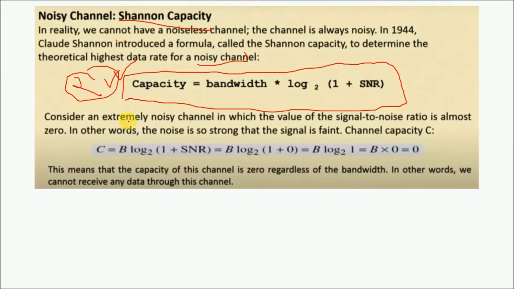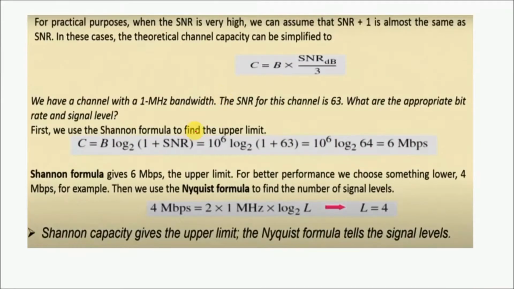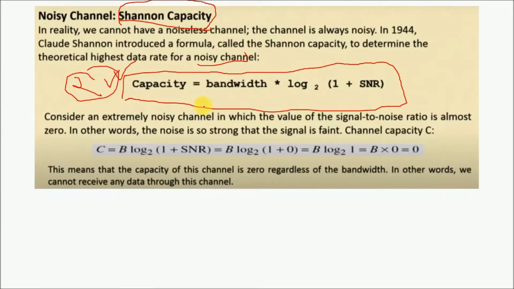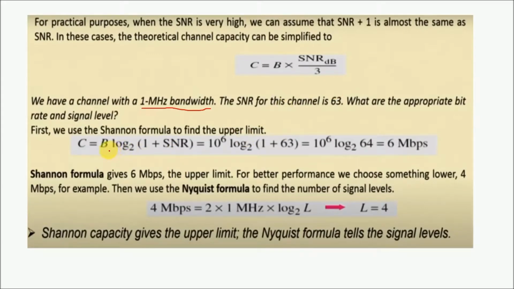Next is the Shannon capacity. Using the Shannon capacity, you can find out the capacity for a noisy channel, and also for any channel. Suppose for a noisy channel the bandwidth is 1 megahertz. What is the formula? Bandwidth multiply log of 1 plus SNR base 2. In your problem, the SNR and bandwidth will both be given, then you can easily solve the problem.